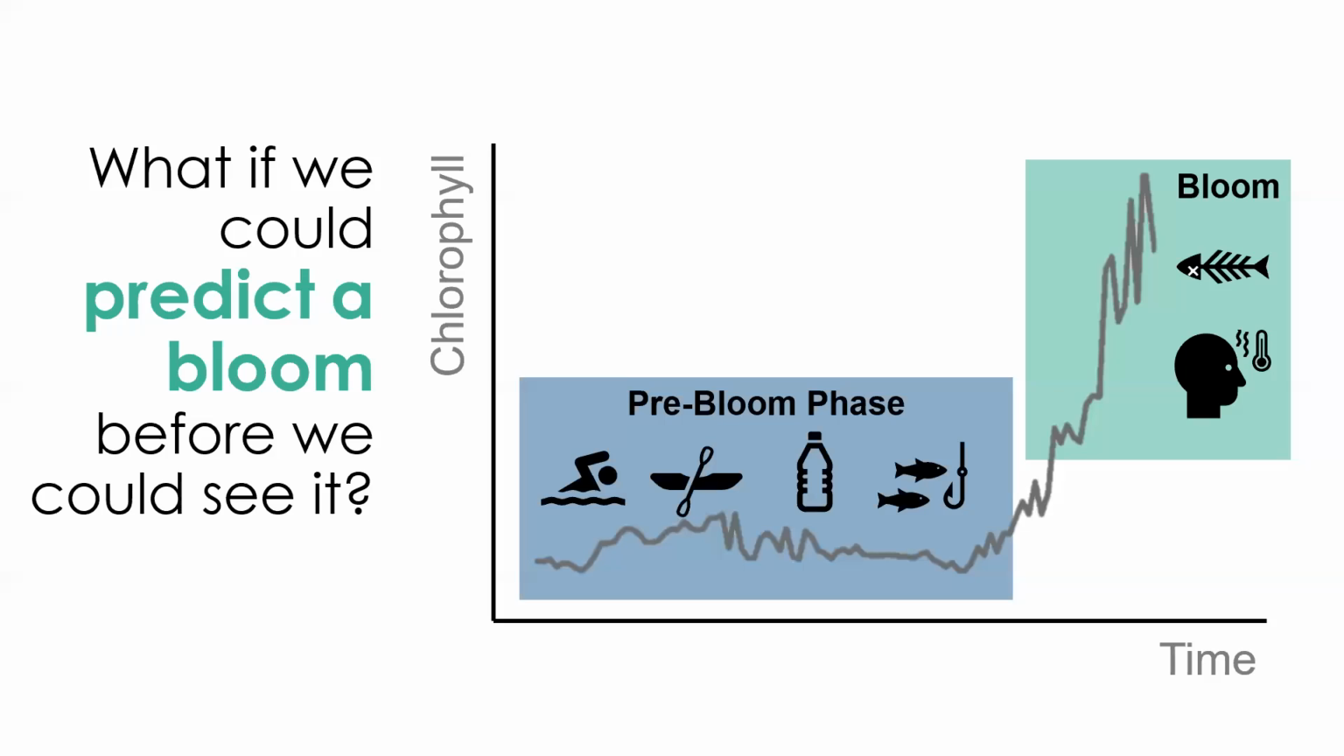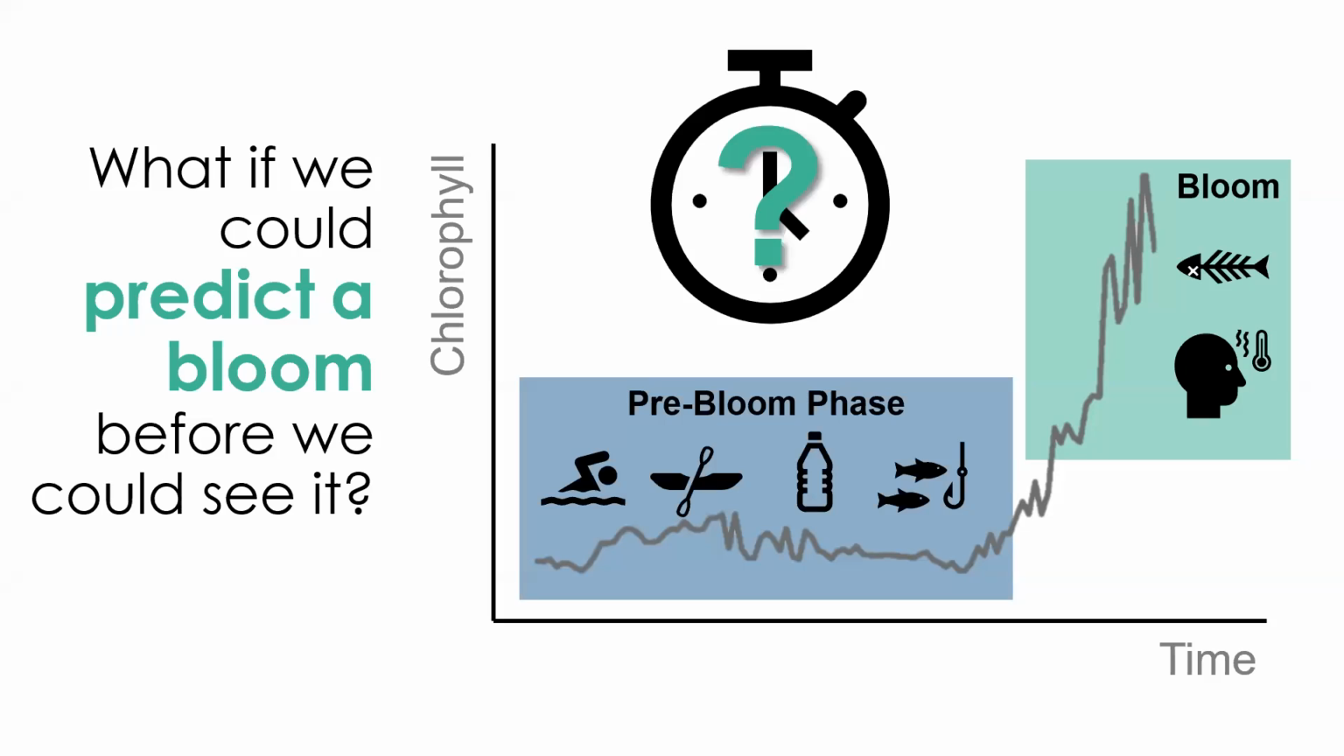And so what I mean by prediction is, what if we could predict a bloom before we could see it? In other words, if we have this high frequency data, let's say these are daily chlorophyll values, over time, during this period in the blue box here, where chlorophyll values are low, people are enjoying all the ecosystem services that are provided by this ecosystem. What if we could use this variability in information to predict a bloom before it happens and warn people, or perhaps even intervene and mitigate it? So can we predict it, and is there enough time to do something?